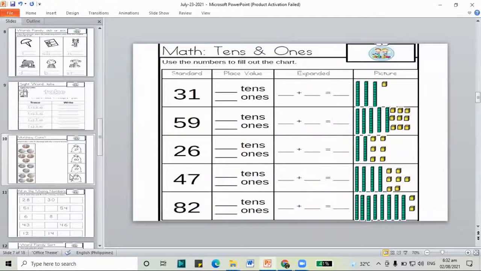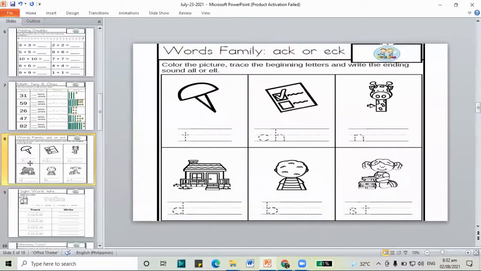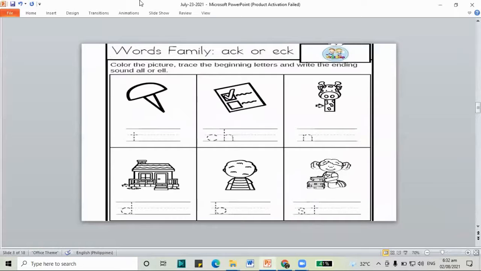How about for our next page, let's write our ACK and ECK words. Now remember, they end with ACK and ECK. TACK, what should we put? TACK ends with A, C, and K, tack. Next one, the deck. The deck is the one in the front of your house, the one with the stairs. Deck. We have the letters D, E, C, and K, deck. Next one, this is the check.